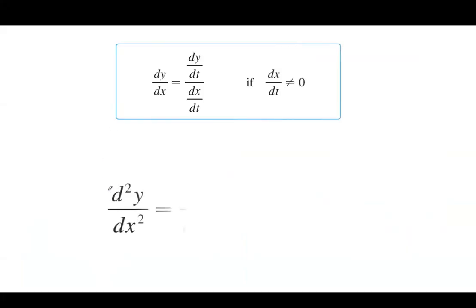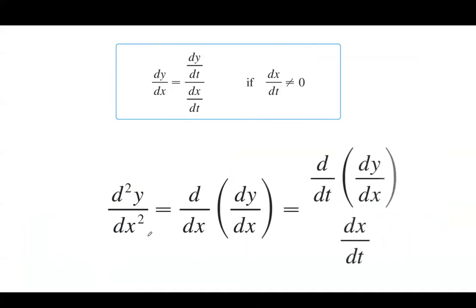The second derivative of y with respect to x is the derivative with respect to x of dy/dx, which in turn can be written as the rate of change with respect to t of dy/dx divided by the rate of change of x with respect to t. The first equation is used for tangent or normal lines, and the second equation is used for concavity. If this is positive, the graph is concave up. If this is negative, the graph is concave down, as we learned in elementary calculus.